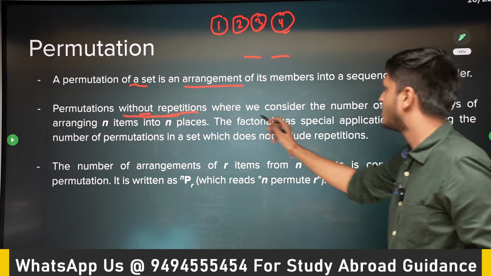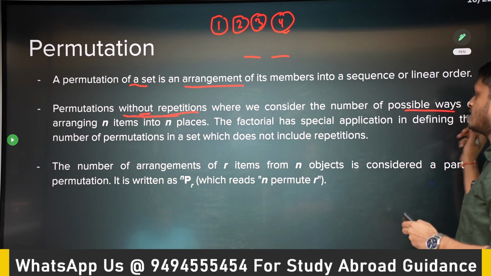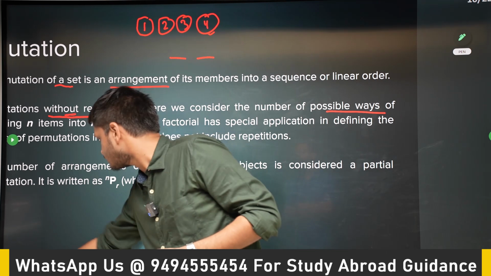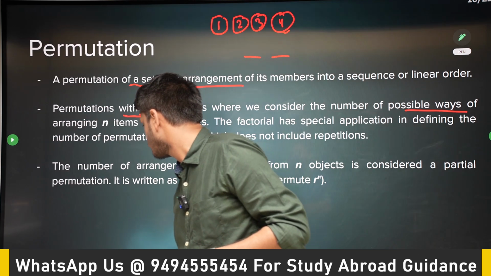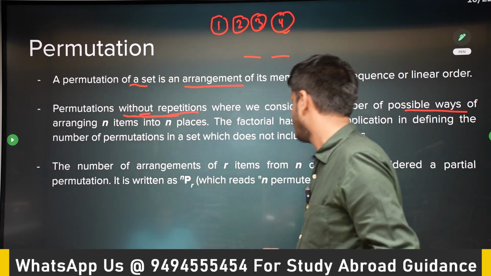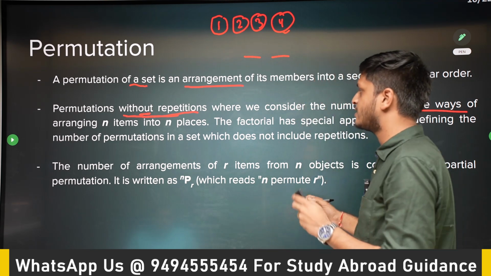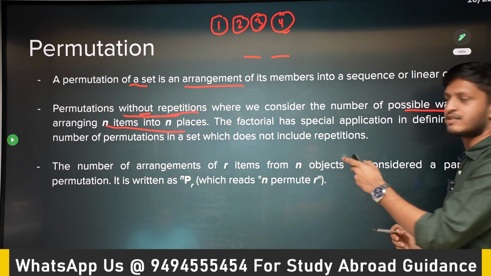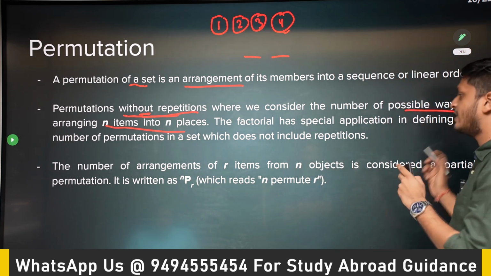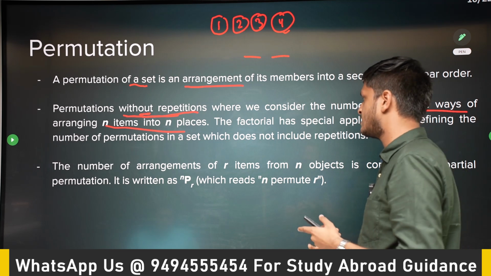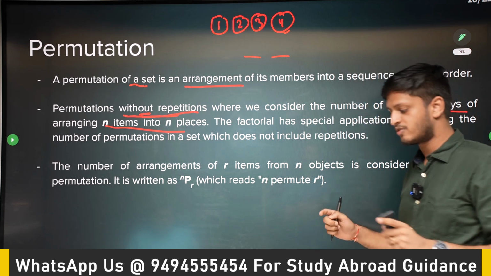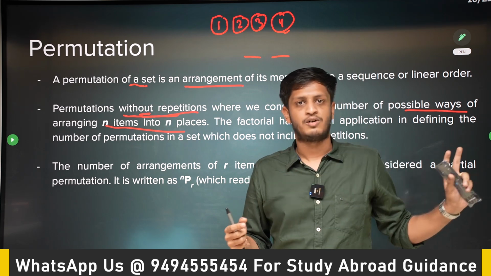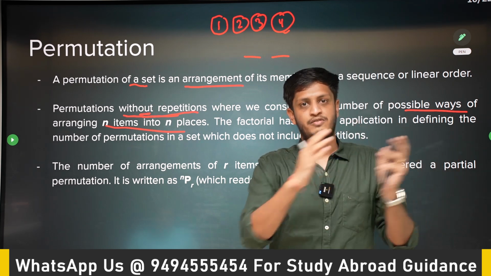Here we consider the number of possible ways of arranging n items into n places. So permutation without repetition is when we have to arrange n items into n places. The factorial has a special application, we already saw it in the last lecture, in defining the number of such permutations or arrangements in a set that does not include repetitions. There also we didn't repeat them. If I have to arrange n objects, I assumed that object is gone now. Now I have n-1 objects for n-1 places.